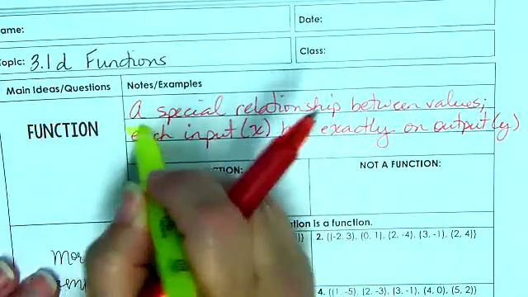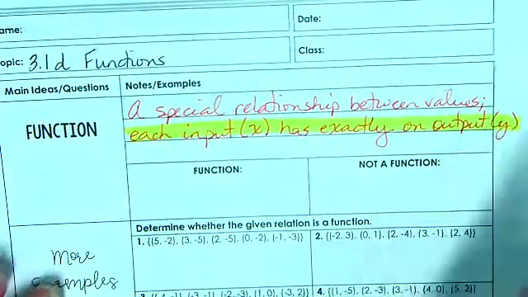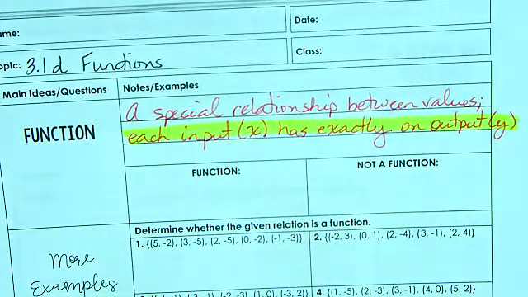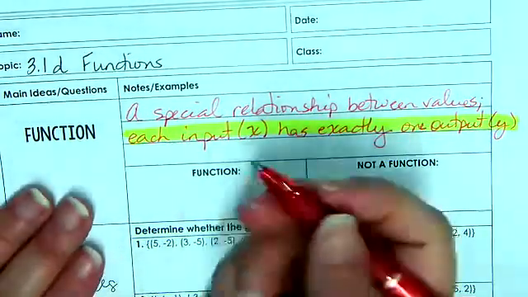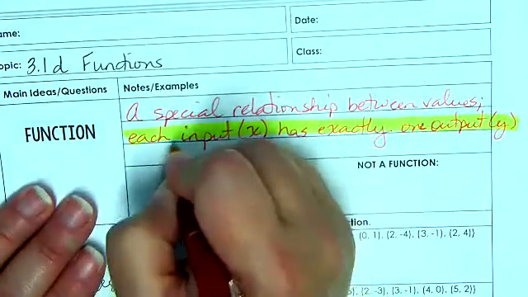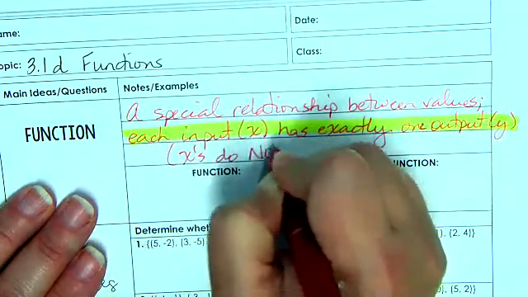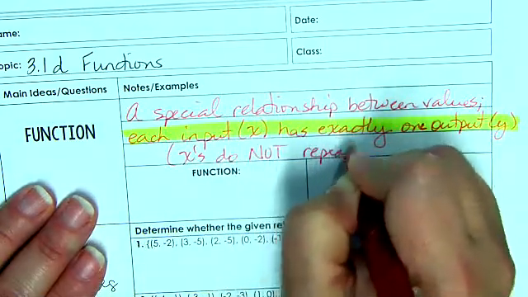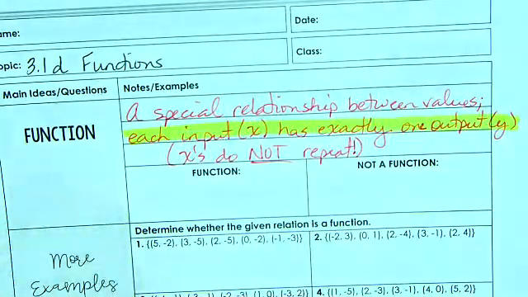If you're asked why, this is what you state. So each input x has exactly one output y. Now, what you're looking for really is x's do not repeat. That's what you're wanting to find if it's a function.